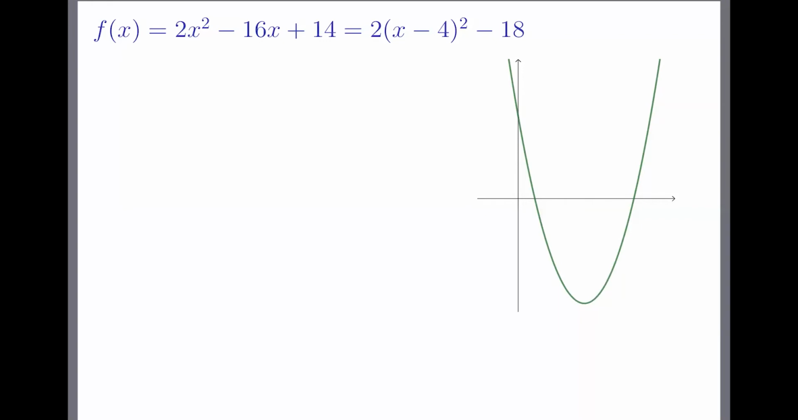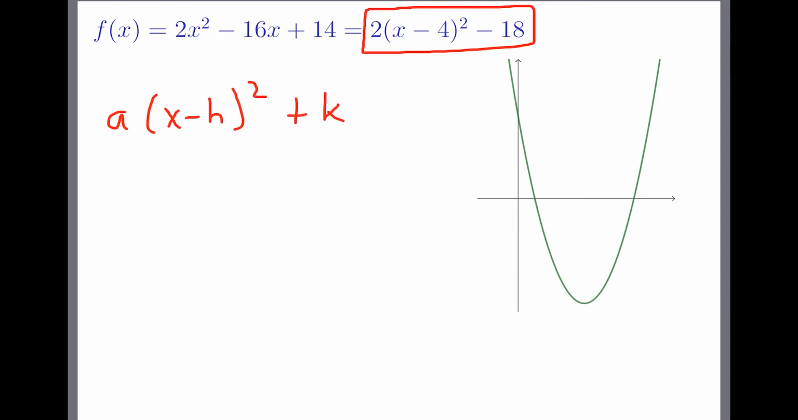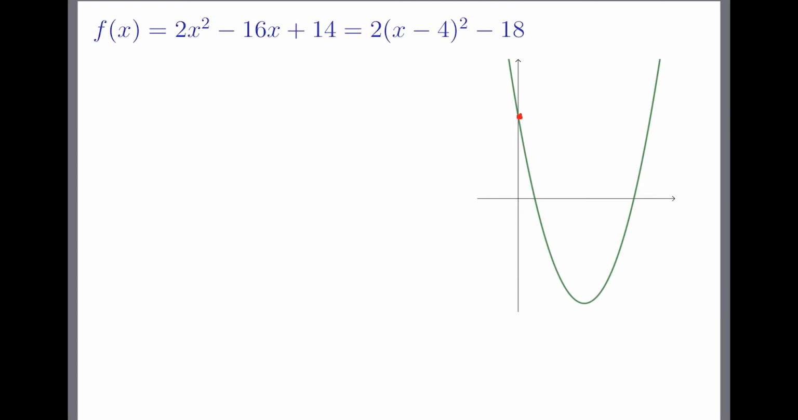Next, we're going to focus on something that people often call the vertex form of a quadratic function, and that's this way of writing it. We've basically written it as something that looks like a times x minus h squared plus k. And this form tells us something really interesting about the graph. Now keep in mind that we already know a couple of things. We know that this y-intercept is at the point 0, 14. We've got a couple of x-intercepts. One of them is at 7, 0. The other one is at 1, 0. So what does this thing actually tell us?